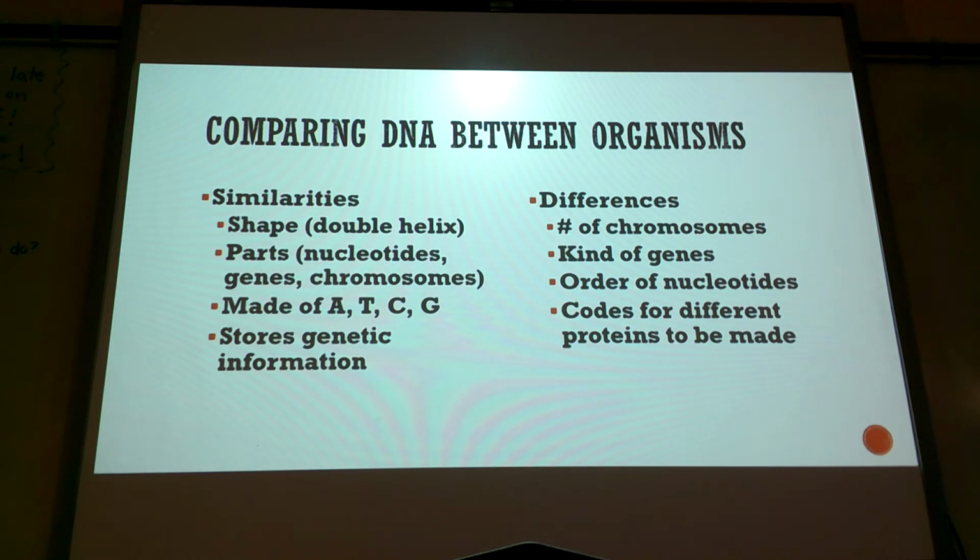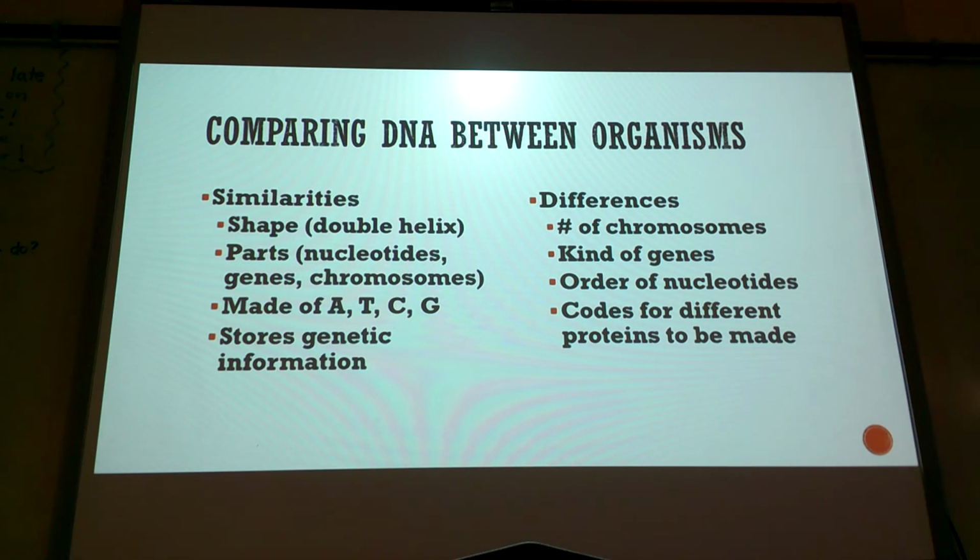DNA, no matter what, if it's in a dog or a human or a tree, is always in that double helix shape. Shape, always the same. The parts are the same. A dog also has nucleotides that form genes, and genes that form chromosomes. So those levels of organization are the same. They still have the same 4 bases, A, T, C, and G. Just because it's a different animal does not mean it has different bases. The bases are exactly the same.